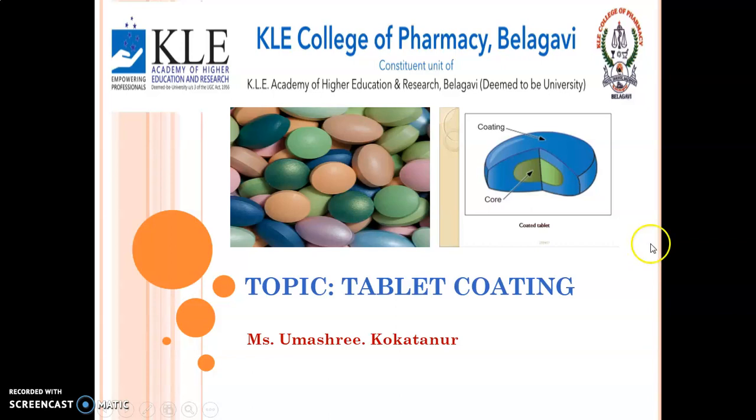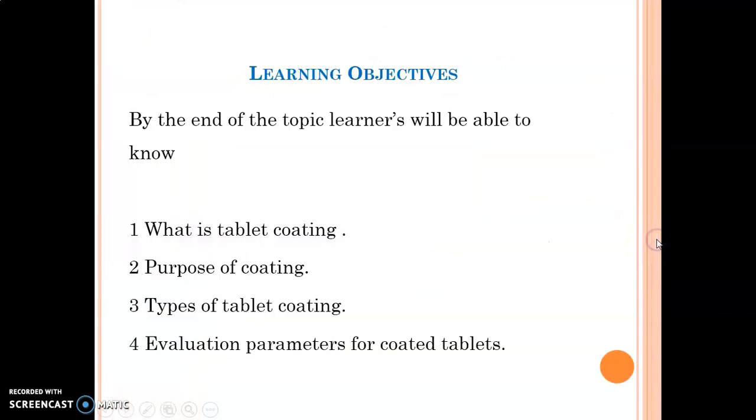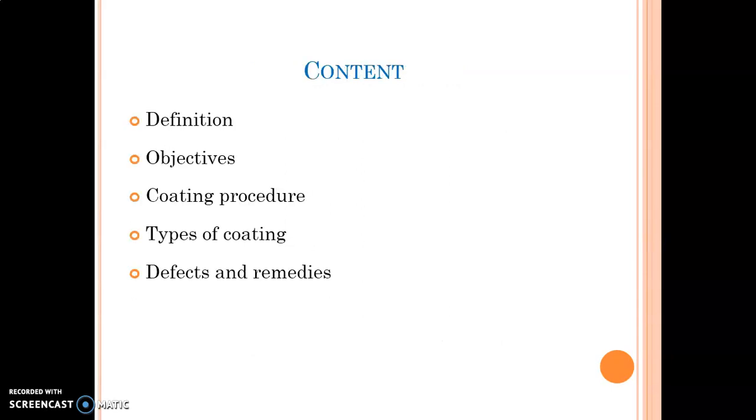Today I am going to discuss in brief about the tablet coating procedure. By the end of this topic, learners will be able to know what tablet coating is, what the purpose of coating is, what the types of tablet coating are, and what the evaluation parameters for the coated tablets are. The contents are definition, objectives, coating procedure, types of coating, and defects and remedies.